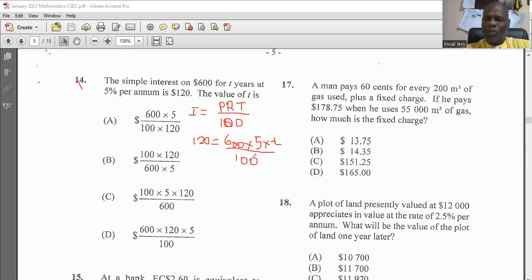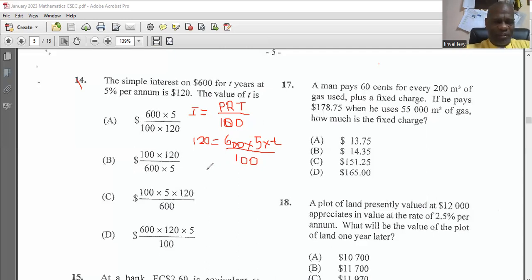Okay, now we are going to transpose this to make T the subject, right? So we're going to get rid of the denominator here by doing what? So this is saying 600 times 5 times T divided by 100. So in order to undo our division here, we're going to multiply. So we are multiplying both sides of this equation here by 100. All right?